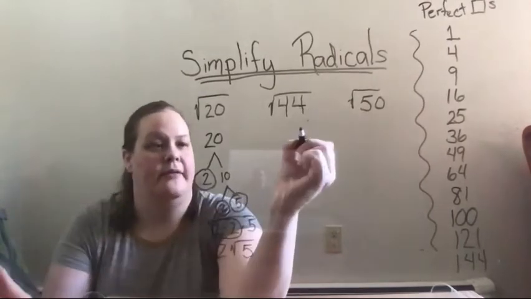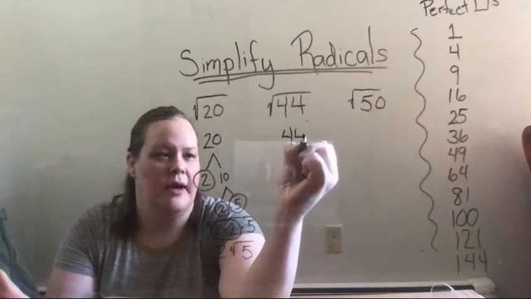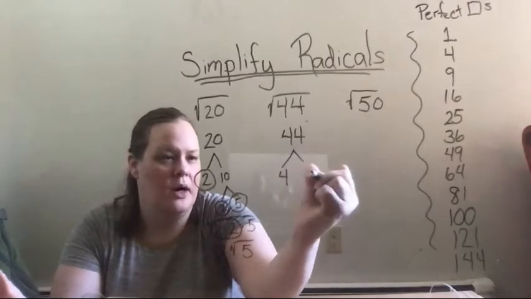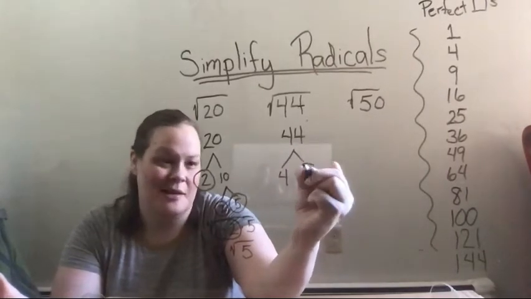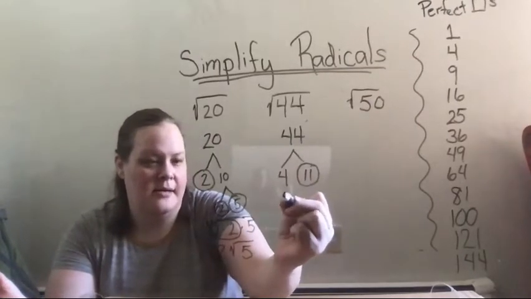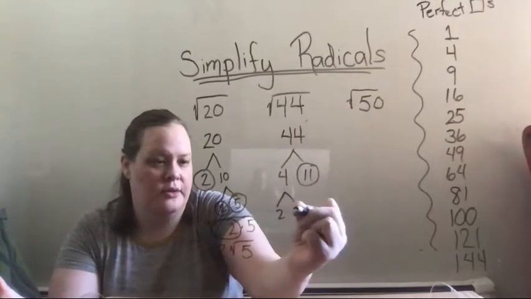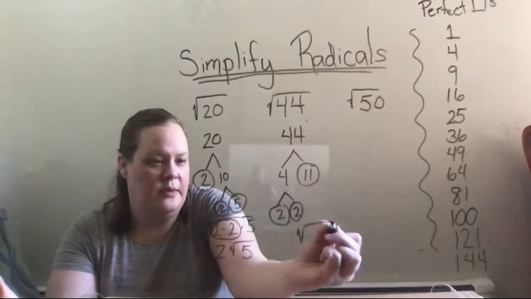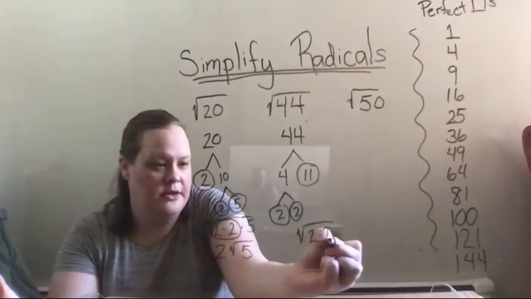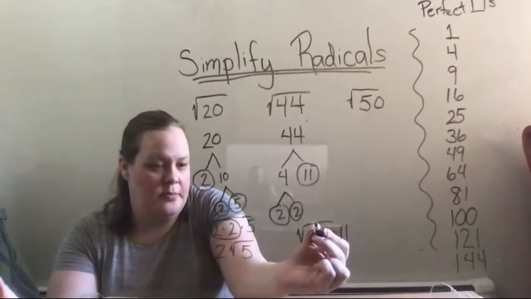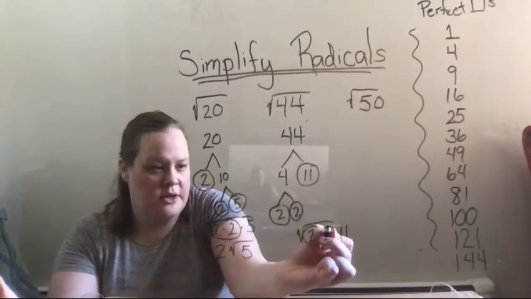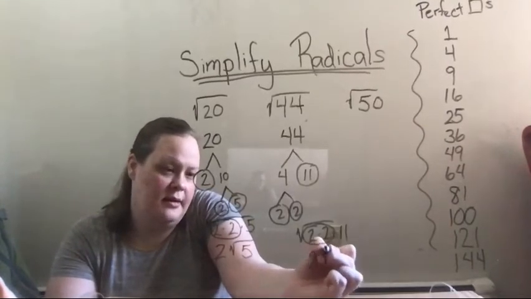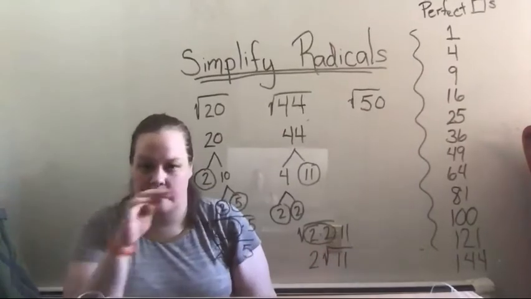Okay, let's do it again. 44. So I'm going to write my 44. And I can break this into a 4 and an 11. 11 is a prime number, so I'll stop there. And this 4 can be broken into 2 and 2. And those are both the end. So I'm really dealing with the square root of 2 times 2 times 11. Because there's 2 of those 2's, I'm going to circle them so that I remember. And one of them will come to the outside, and that 11 is still in your square root.